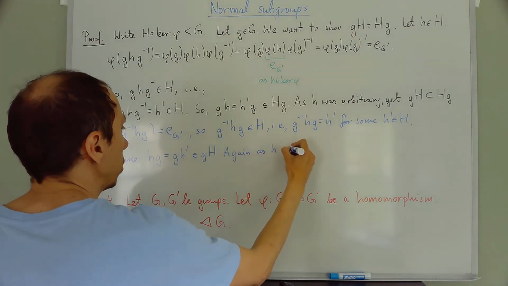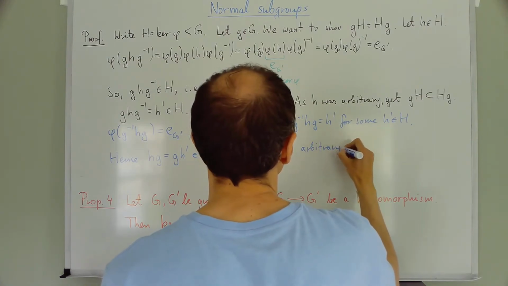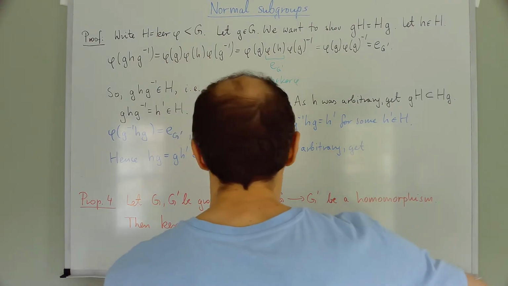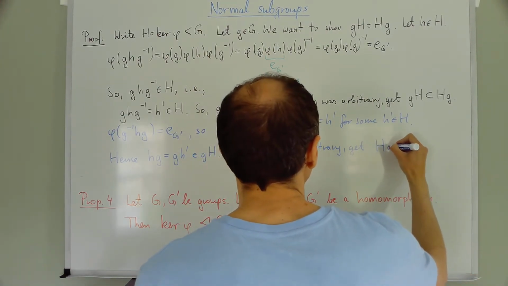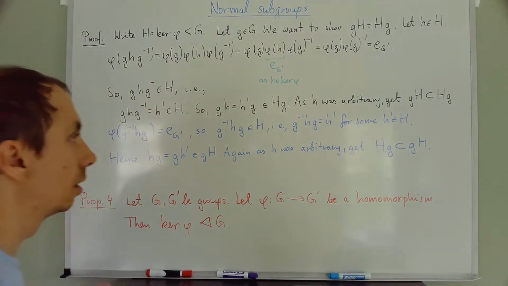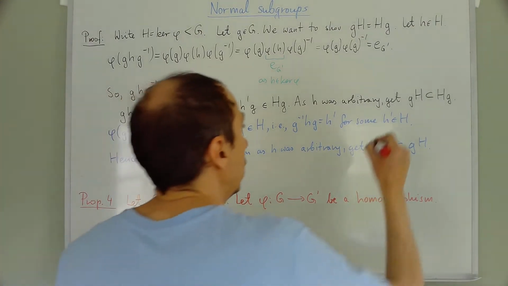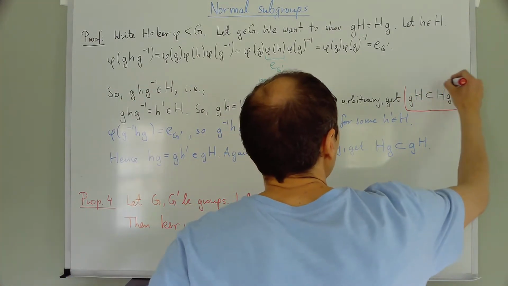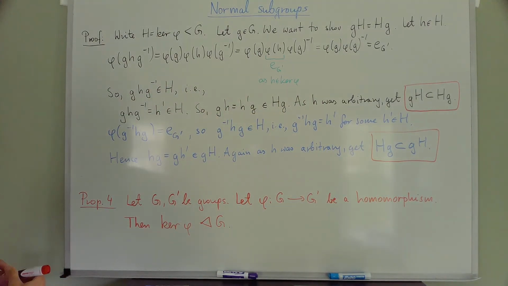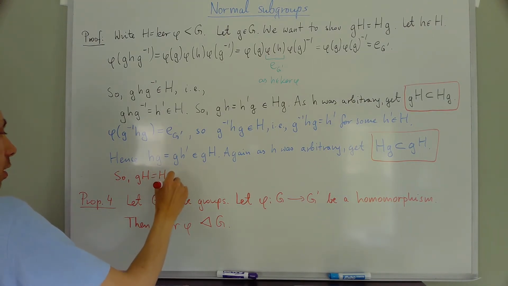And again, as h was arbitrary, we get Hg contained in gH. Okay, did we get what we needed? I think so. Here's one containment. Here's the other containment. So from these we get gH is equal to Hg as claimed.